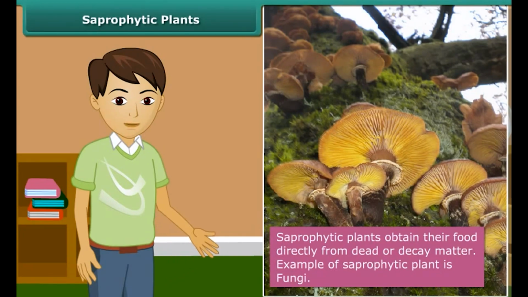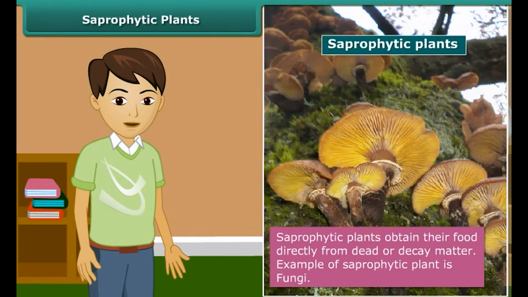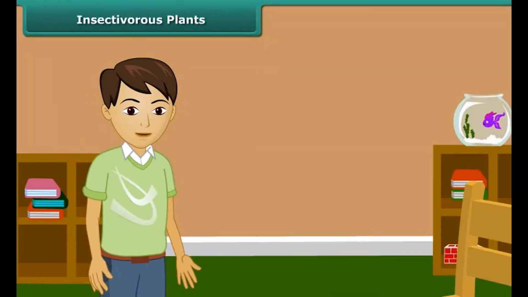This mode of nutrition, in which organisms take in nutrients in solution from dead and decaying matter, is called Saprophytic Nutrition, and organisms which use this kind of mode of nutrition are called saprotrophs. Thus, we can say that fungi are saprotrophs.